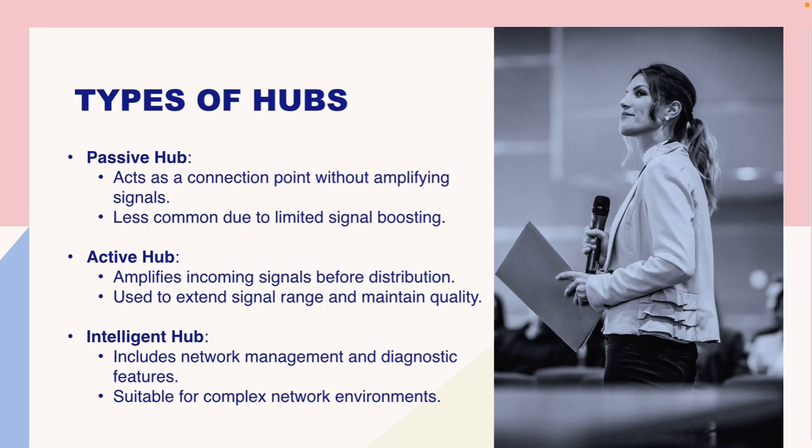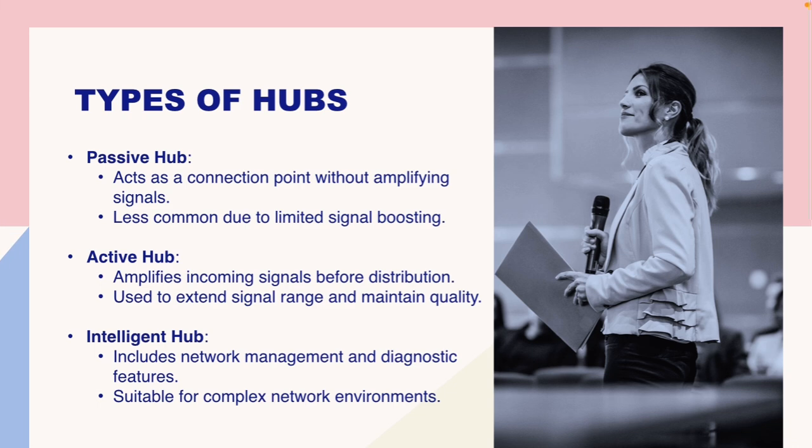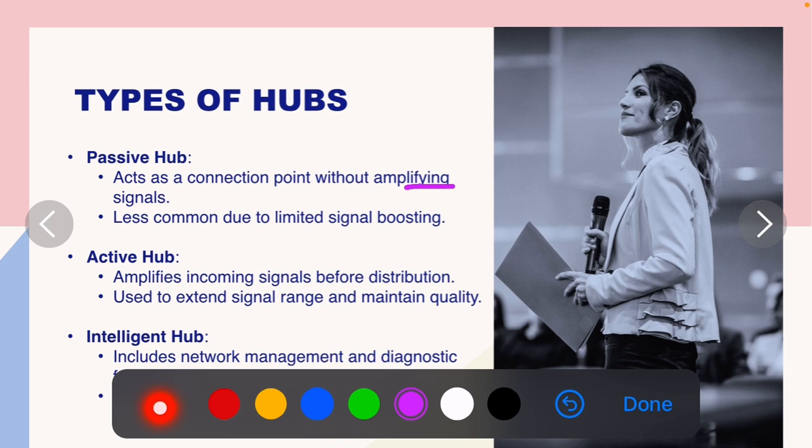Okay, first is passive hub, second one is active hub, and then intelligent hub. So we will see these in detail, what exactly the types of the hub are. Okay, so first one is passive hub. A passive hub acts as a connection point without amplifying signal.